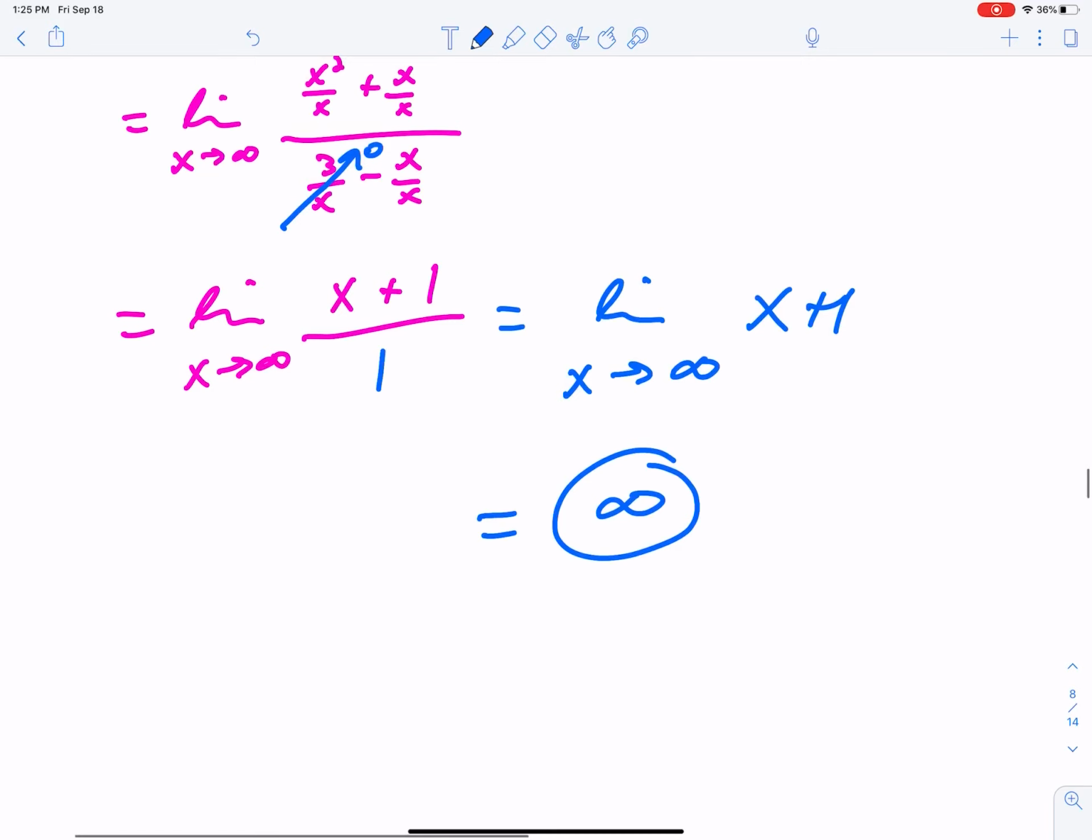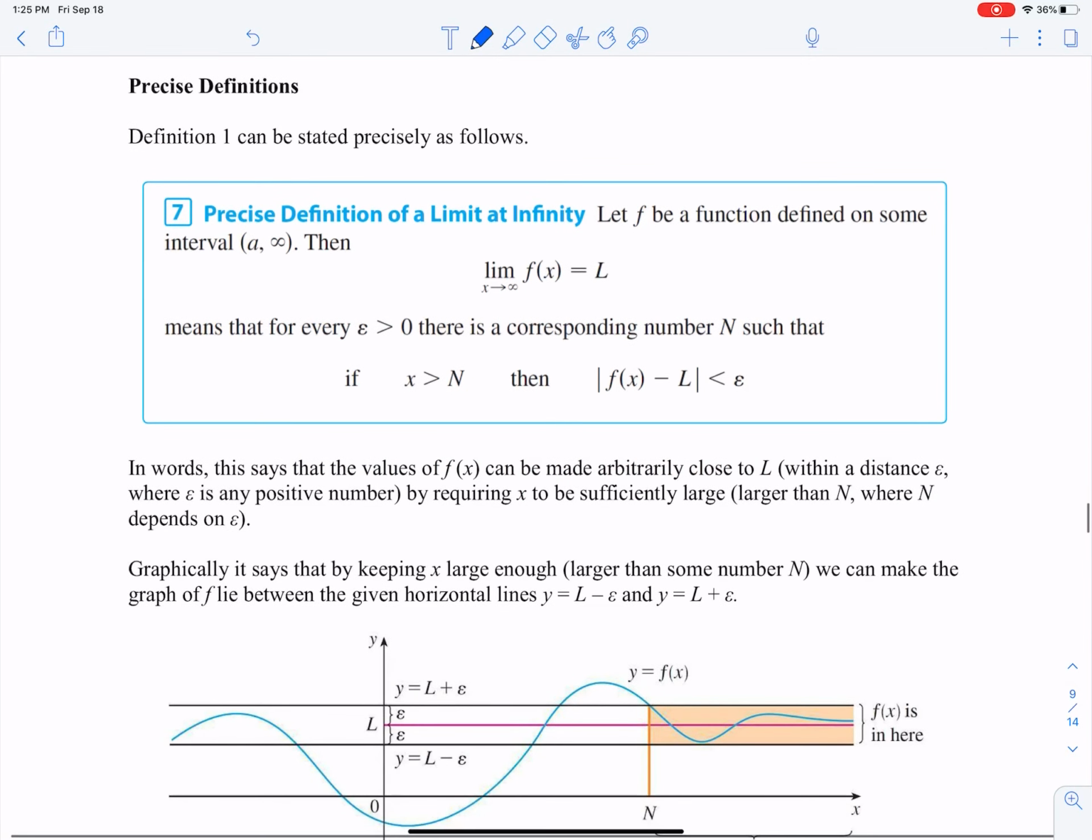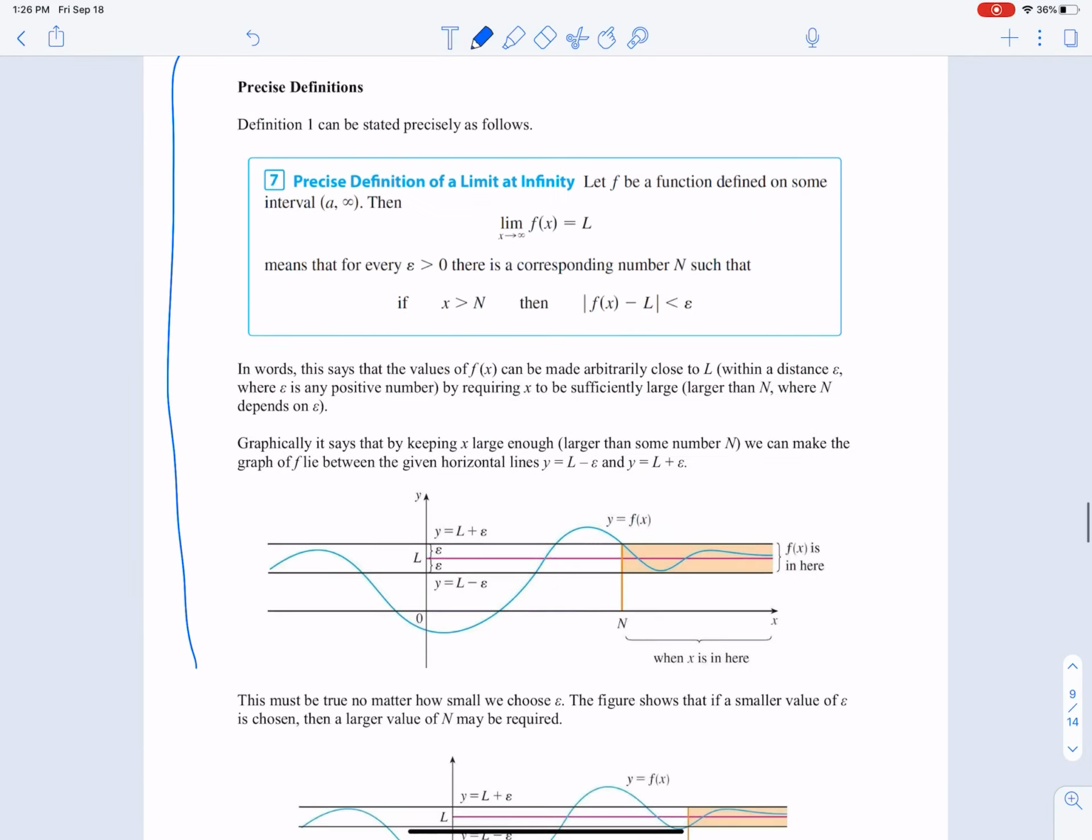All right, moving on. Precise definitions sounds fun. So we skipped section 2.4 for a reason. That's something called epsilon delta proofs. You will do those later on in life, and they will be horrible and painful, but actually quite interesting, to be honest with you.